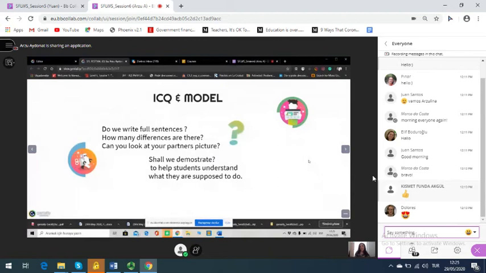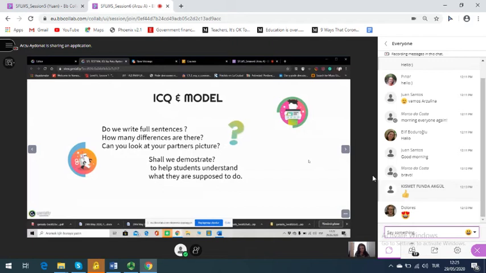After checking the instructions, we can ask these questions. For example, do we write full sentences or keywords? And we can ask them how many different sentences there are. They say there are 5, 6. And if they are working in pairs, we can ask, can you look at your partner's picture? They say, sí, no. Entonces, these questions are important to be sure if they understand or not.